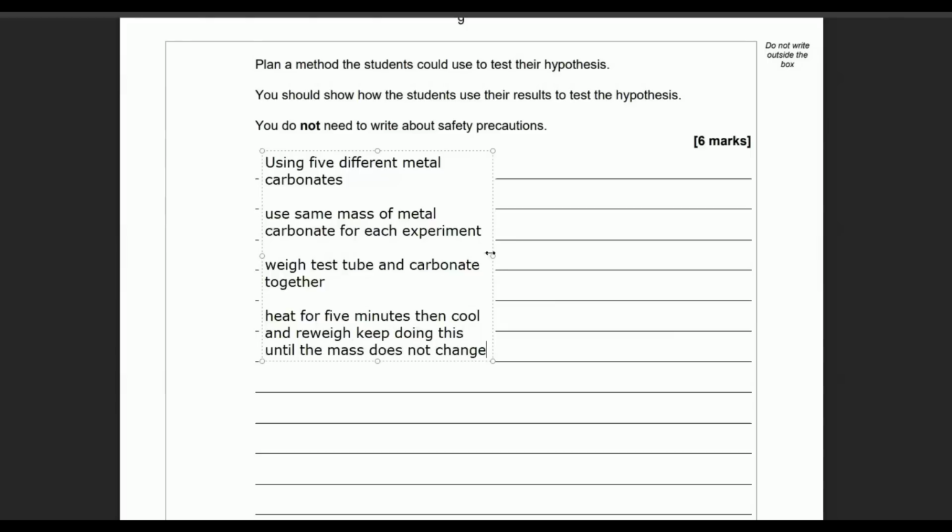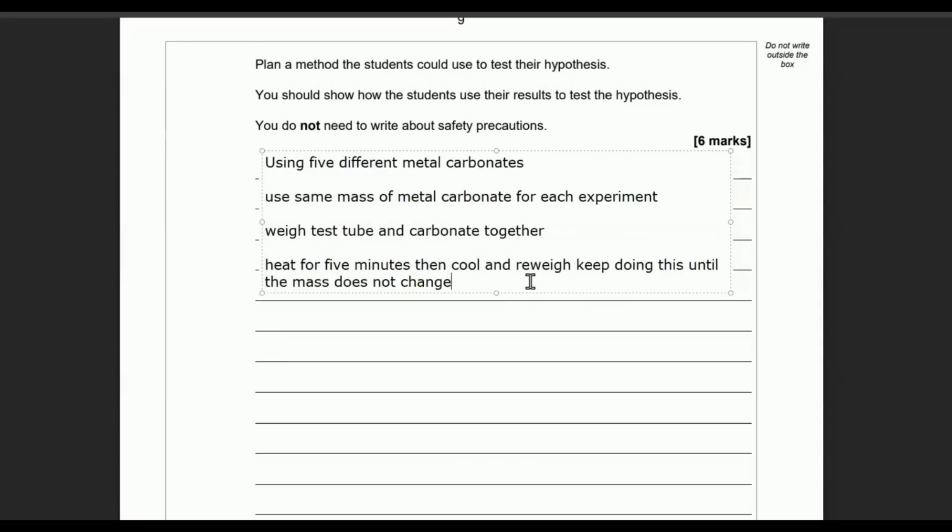Now, why do we do that? Because when the mass does not change anymore, the reaction is done. No more carbon dioxide is coming off. All of the carbonate has broken down from metal carbonate into metal oxide and carbon dioxide. We know that because heating it doesn't release any more carbon dioxide. So we're going to keep heating it until the mass does not change. We call this heating until a constant mass.